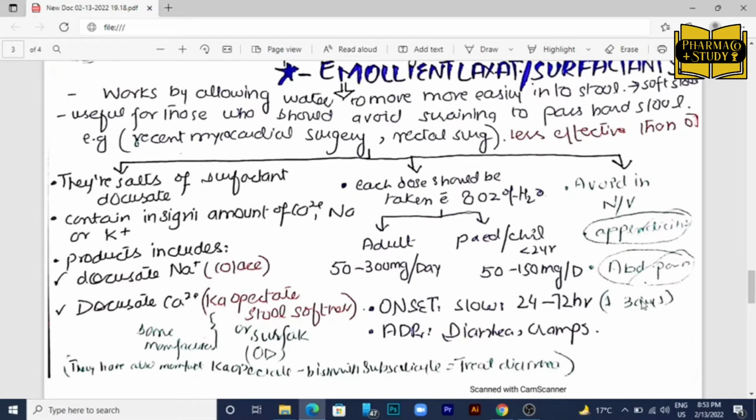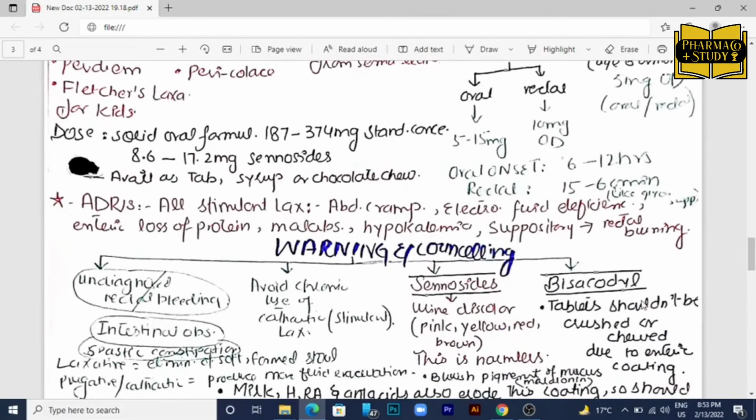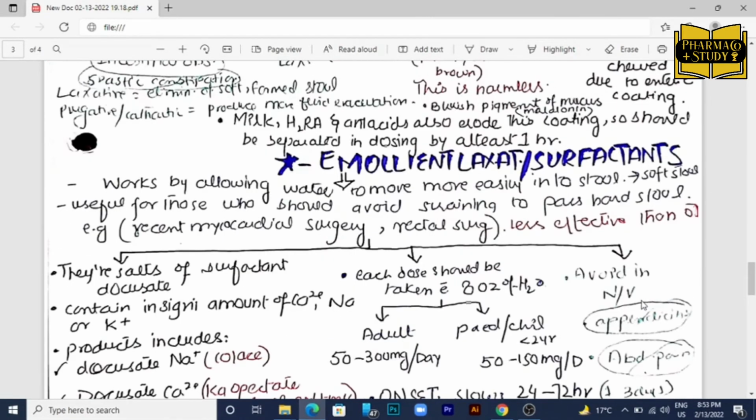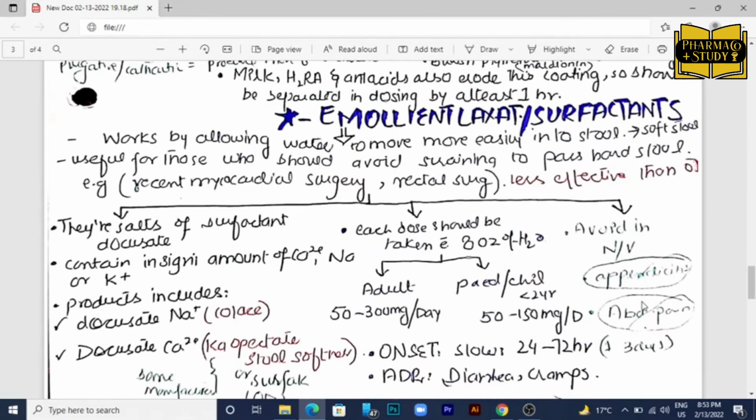So this is very important: the stimulant laxatives should also be avoided in spastic constipation, and the emollient laxatives are avoided in abdominal pain. Spasm and pain are quite similar, although not completely, but related in nature, like abdominal pain and abdominal cramps. So both these classes should be avoided in abdominal pain or abdominal cramps.